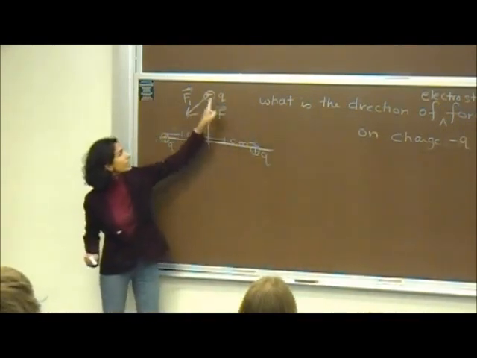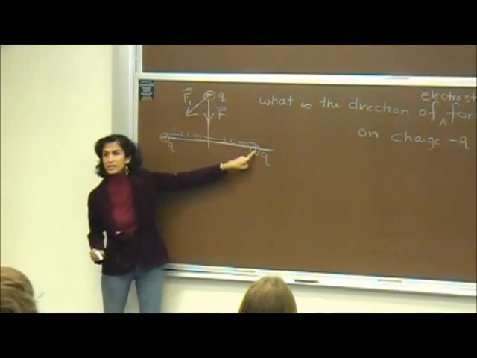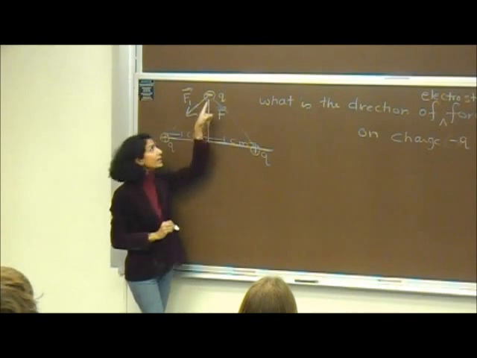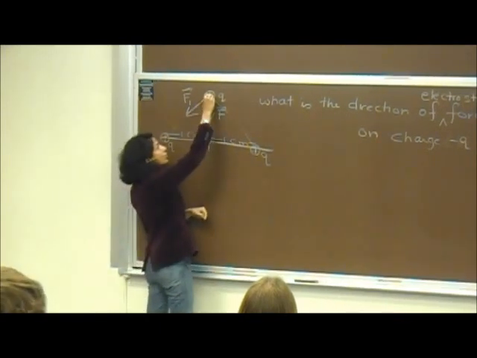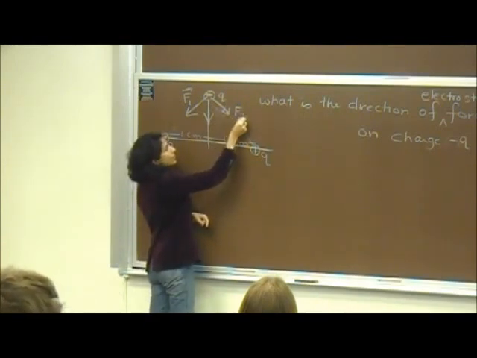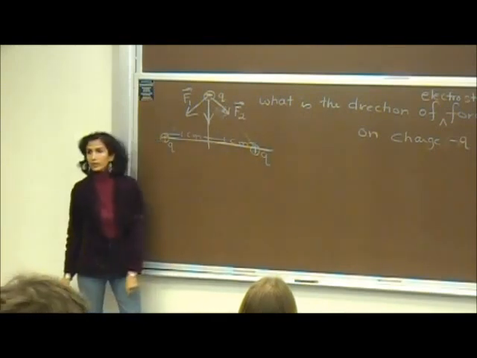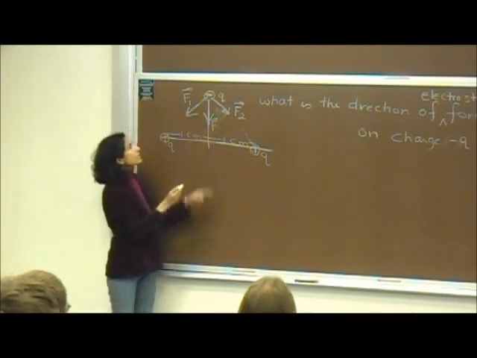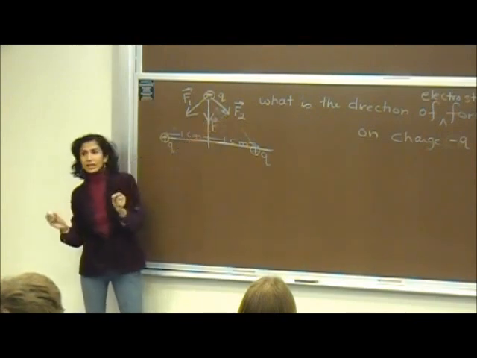Similarly, the force on minus Q due to this charge is going to be along the line joining these two charges, and it's going to be again an attractive force towards that. So does everybody see that this force is also going to be like this? Let's give it a name F2. Right? Does everybody see that forces F1 and F2 must have the same magnitude?